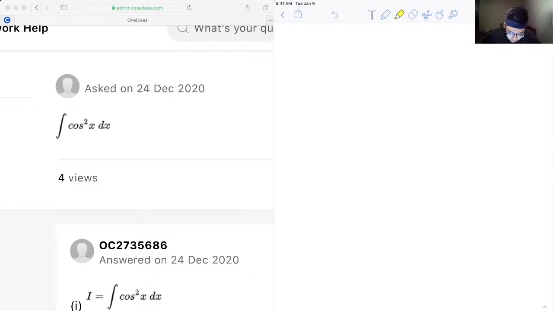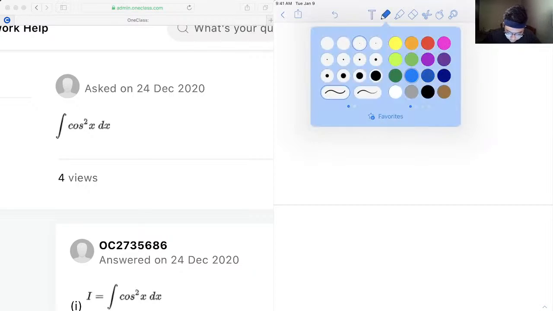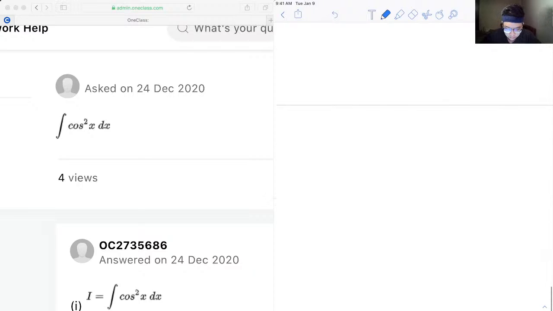Okay, so for our next question, we are asked to find the integral of cosine x squared dx.